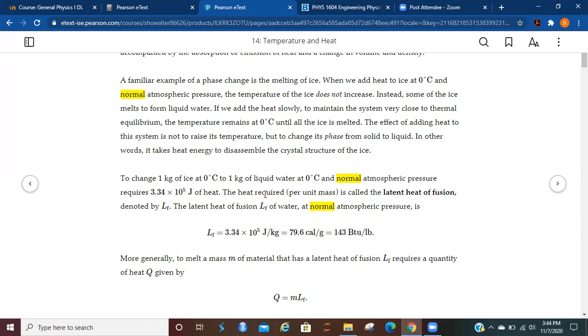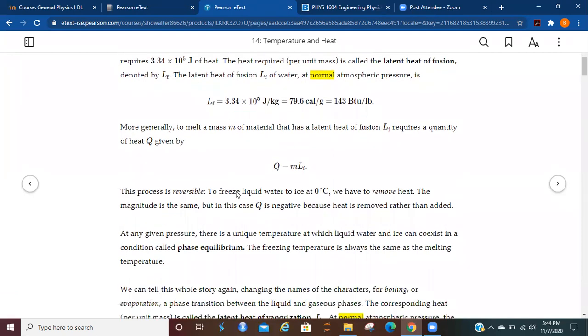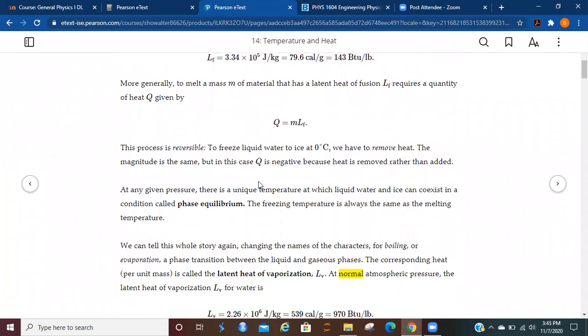So to change 1 kilogram of ice at 0 degrees Celsius to 1 kilogram of liquid water at 0 degrees Celsius and normal atmospheric pressure requires 3.34 times 10 to the 5th joules of heat. The heat required per unit mass is called the latent heat of fusion and denoted by L sub F. The latent heat of fusion of water at normal atmospheric pressure is this. More generally, to melt a mass m of material that has a latent heat of fusion requires a quantity of heat given by this. It's basically the product of the mass times the latent heat of fusion.